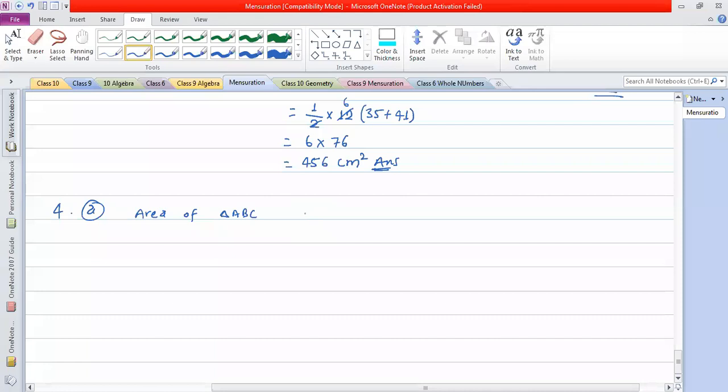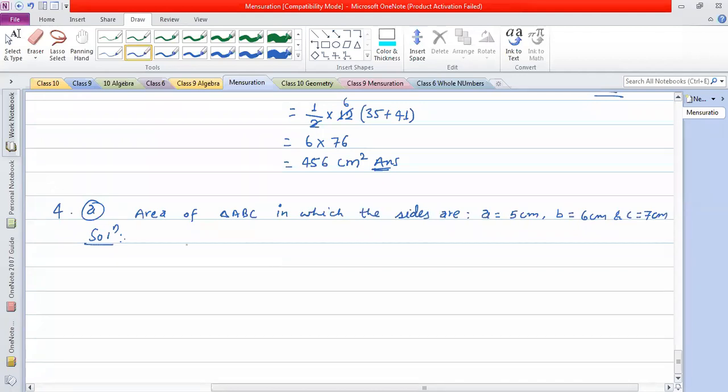In which the sides are given like this: A equal to 5 centimeter, B equal to 6 centimeter, and C equal to 7 centimeter. I think you can solve it very easily. Yes. So how to find? It is a scalene triangle because all the sides are different measure.